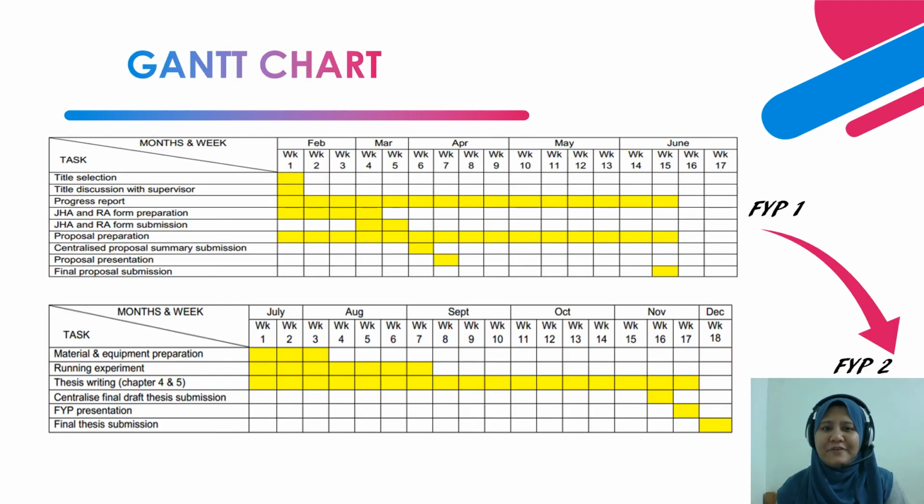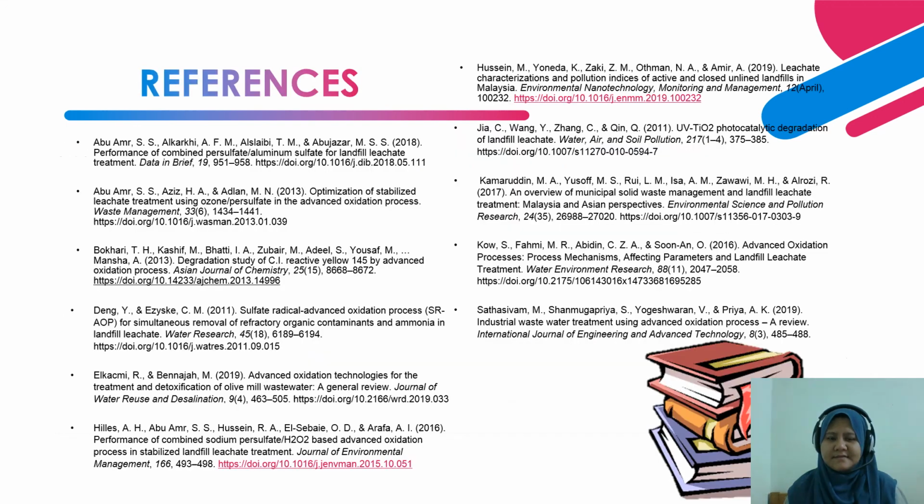This is the Gantt chart for FYP1 and FYP2. We can see in the FYP1 table that in week 7 the proposal presentation is conducted online. Week 15 is the final proposal presentation. These are the references that I used in the slide presentation.